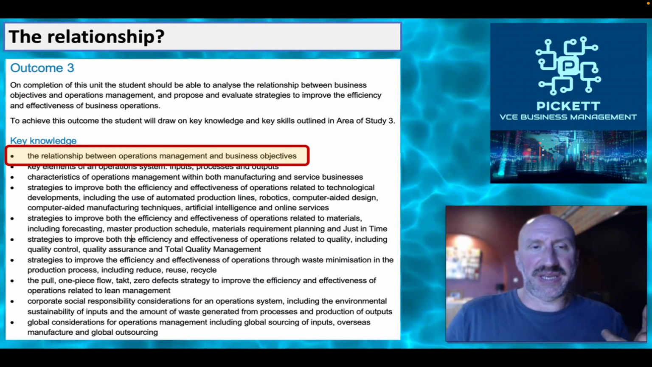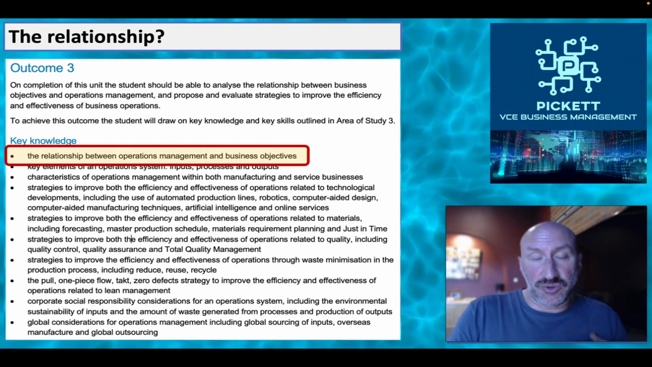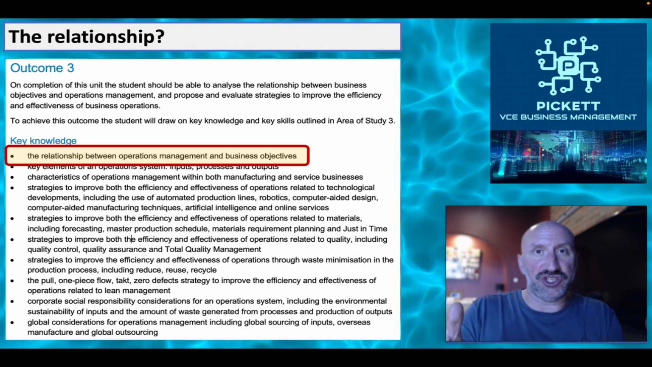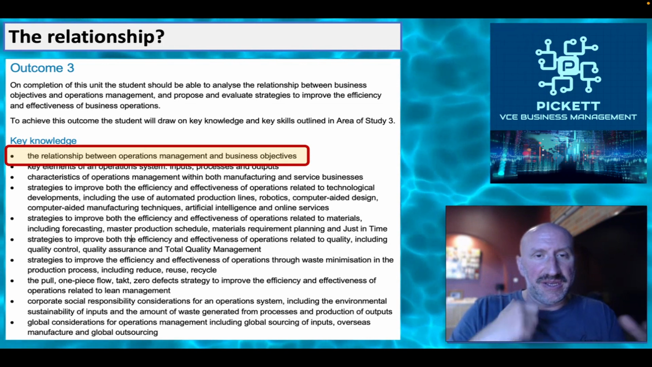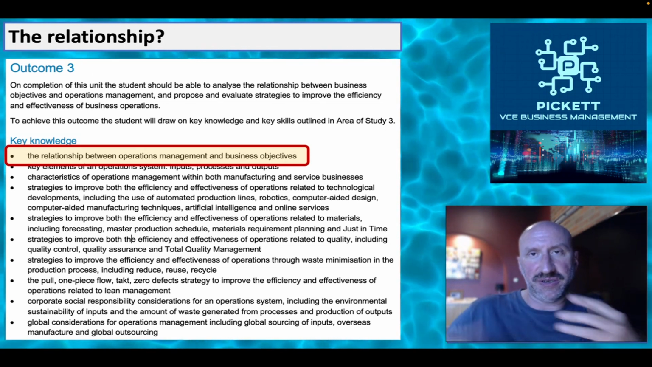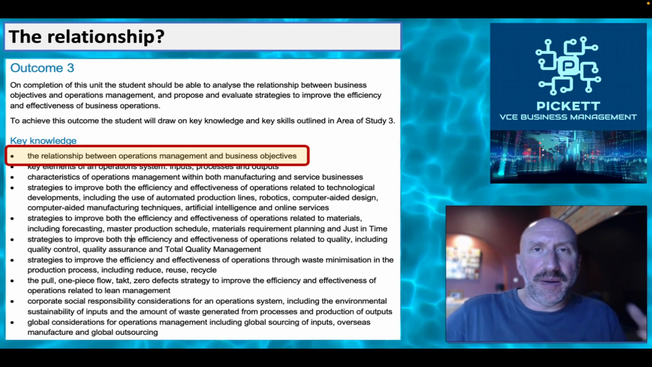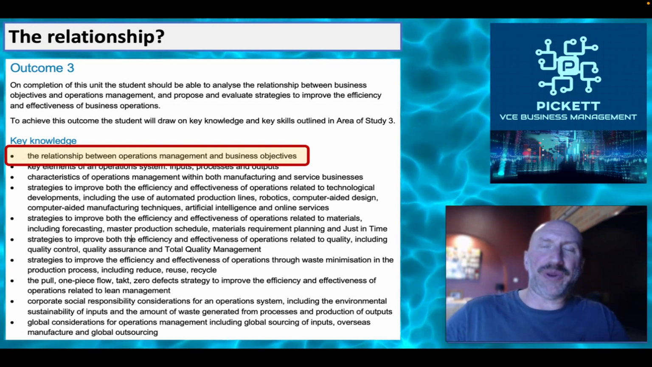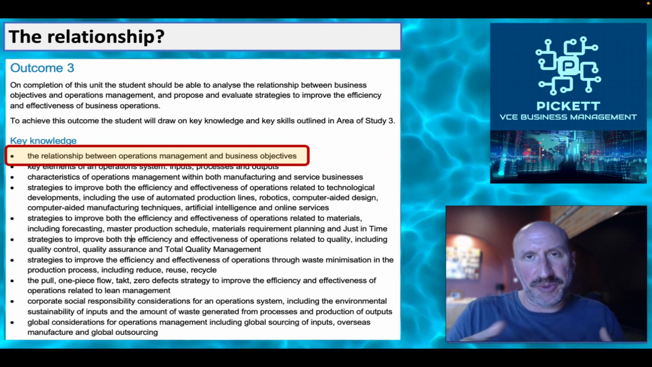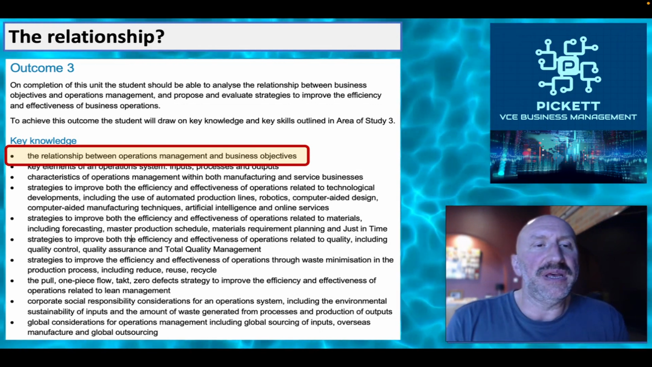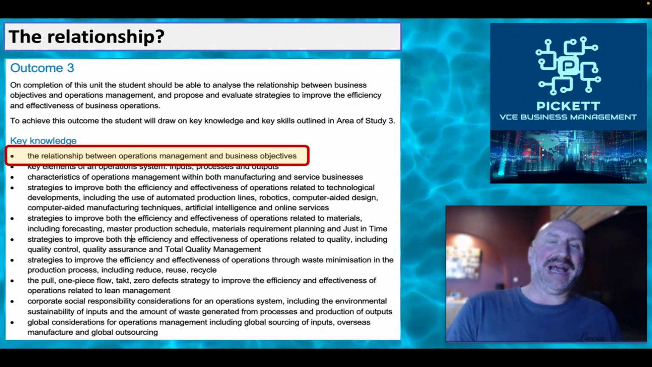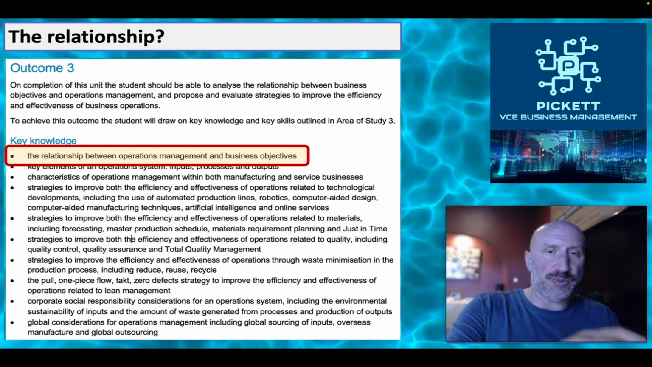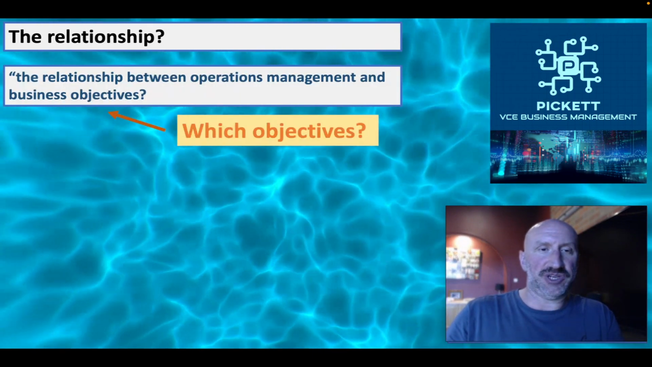Now, going back to the key knowledge, we haven't actually started talking about yet what the actual key knowledge dot point is about, this relationship between ops management and biz objectives. Because I had to talk about what operations is and put some key points out there so that everything would make sense. So now we know what operations is and we understand some key terminology we're going to be coming up against. Now let's talk about this actual key knowledge dot point, the relationship between operations management and business objectives.